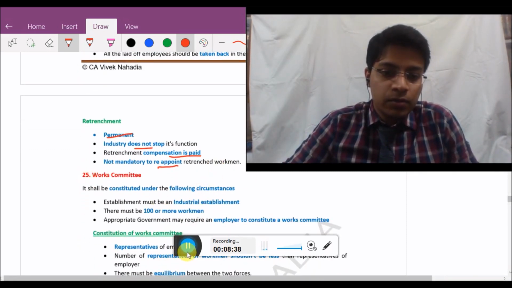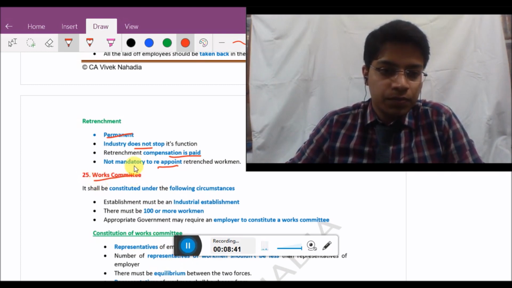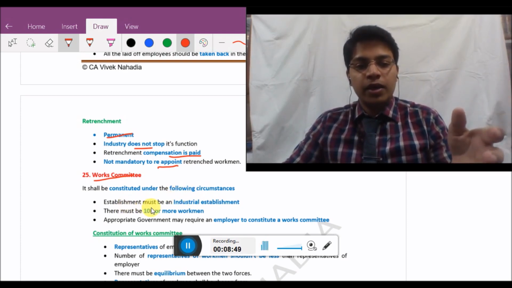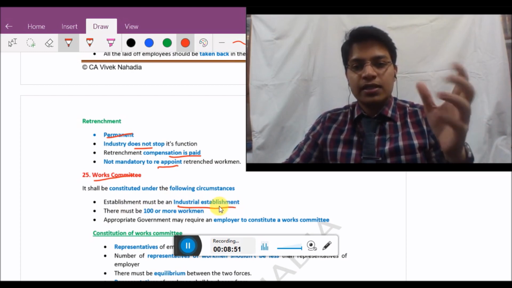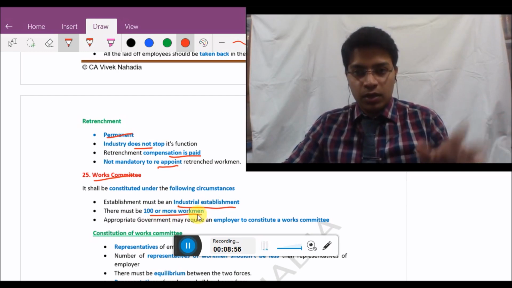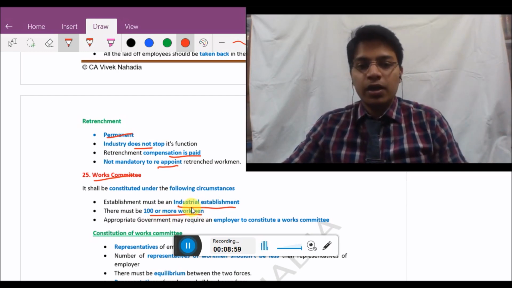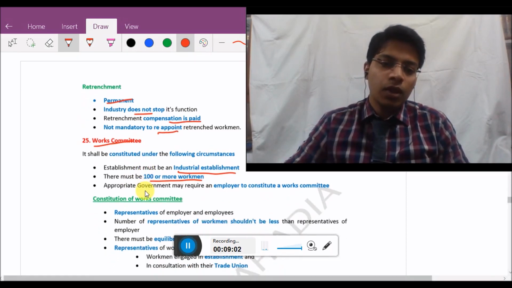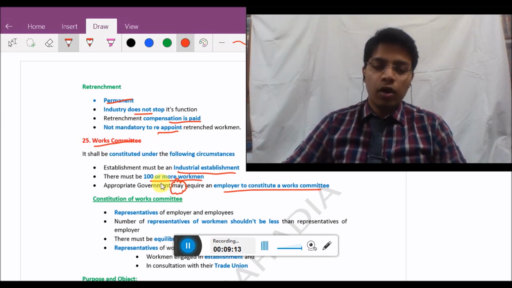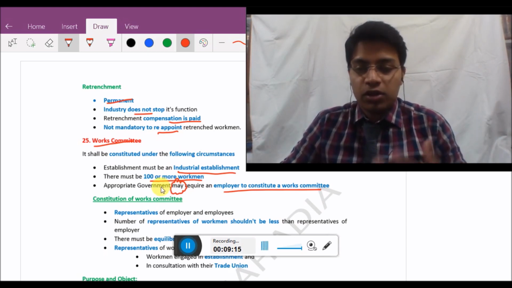Works committee. It shall be constituted under the following circumstances. In these circumstances, the works committee is constituted. The establishment must be an industrial establishment. The establishment must be an industry. There must be 100 or more workmen. Only for big industries, works committee provisions are applicable. The appropriate government may require an employer to constitute a works committee. So it is at the discretion of the appropriate government whether the employer should constitute a works committee or not.